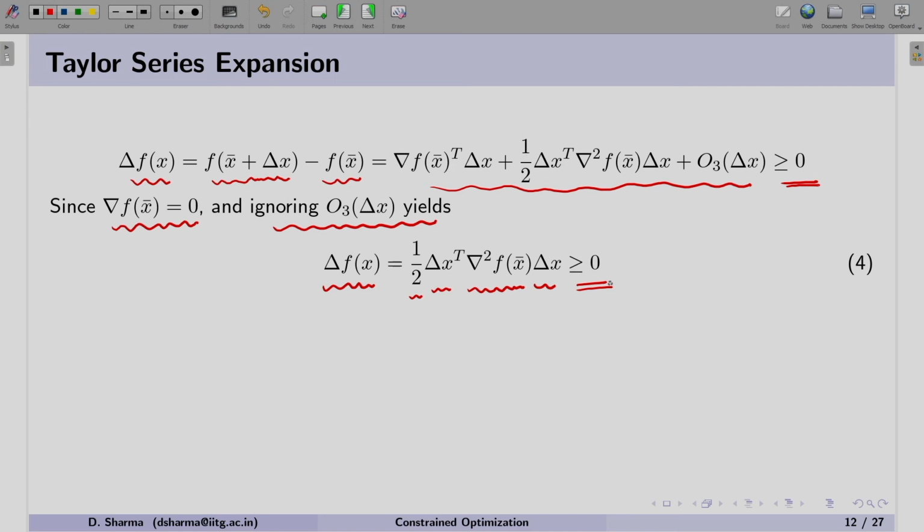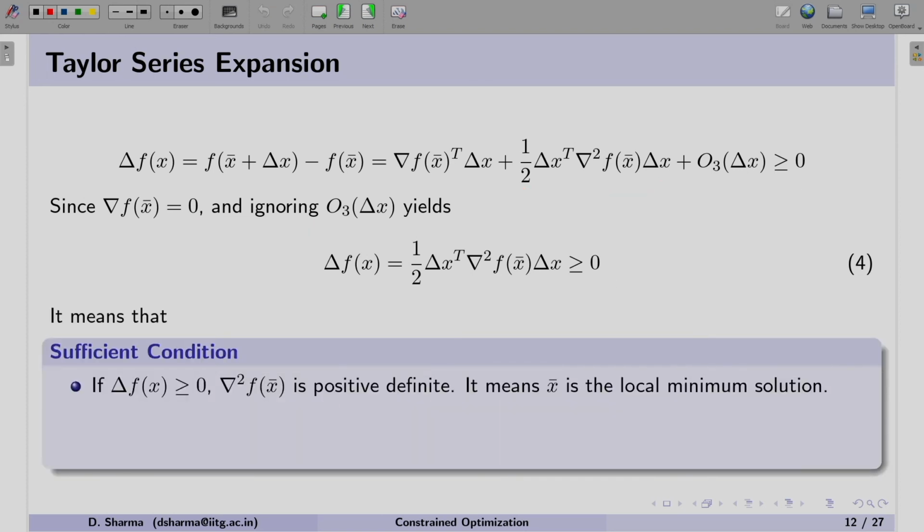Now this particular condition is important for us. Why? Because this set of conditions will give us another condition, meaning that we are going to get the sufficient condition. If our delta of f of x is greater than or equal to 0, which is what we are doing right now in equation number 4, and the Hessian of the function at x bar is positive definite, meaning that x bar is the local minimum solution.